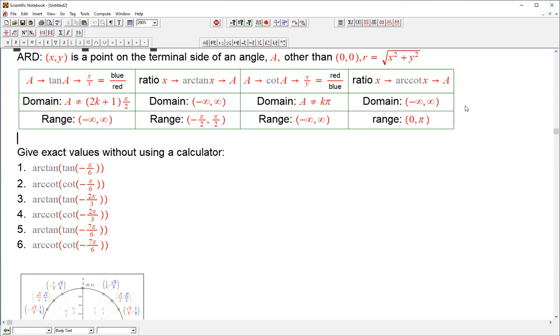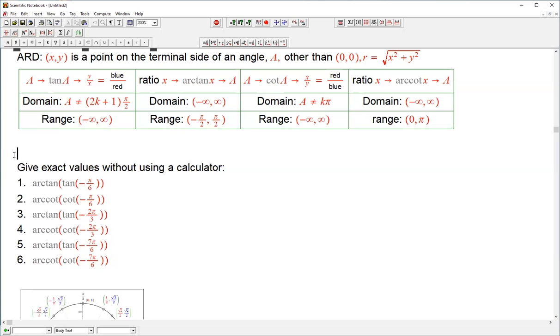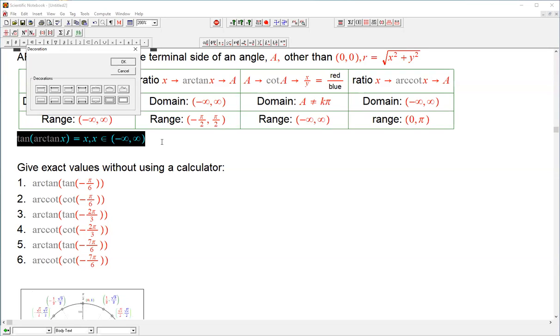Let's write down the shortcuts. We have derived the shortcuts, and we know where they came from. The shortcuts are: tan of arctan of x equals x. This piece is unconditional, from negative infinity to positive infinity. I'm going to put it in a box.